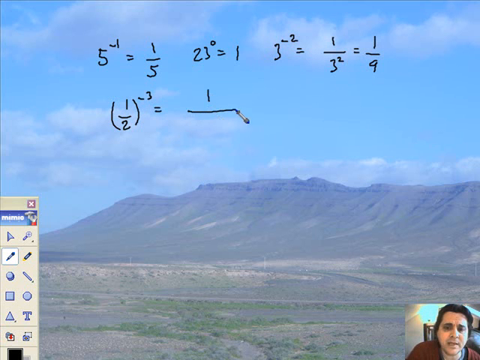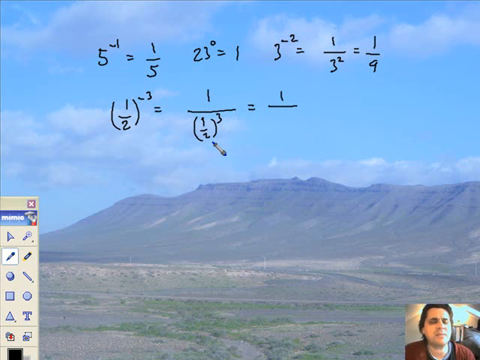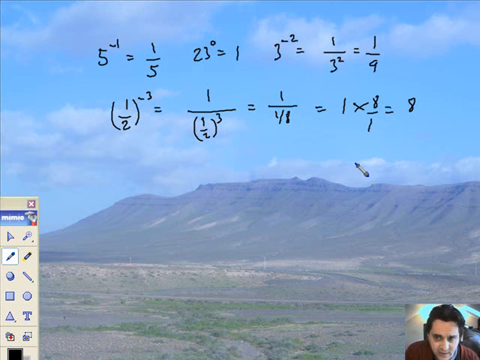That means 1 divided by 1 half cubed. Quite ugly. Let's do it. Which means 1 divided by, what's a half times a half times a half? Well, a half times a half is a quarter, and a quarter times a half is an eighth. So I've got 1 divided by an eighth. If you remember how to divide fractions, you flip the second one over and multiply. So your brain can either say 1 times 8 over 1, and you get an answer of 8, or your brain can say an eighth goes into a whole 8 times. Either way, the answer's 8.